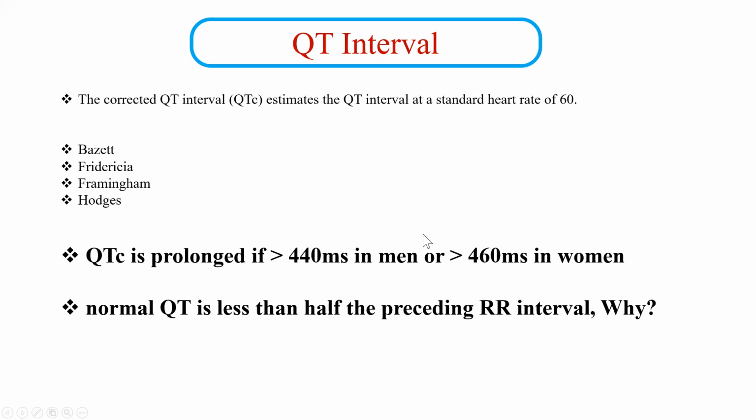Now, as a rule of thumb, normal QT is less than half. Look here, normal QT, not the QTc. The QT that you are looking at on the EKG is normal if it is less than half of the RR interval. Why? Most medical students and doctors just memorize this, but you have to understand why half of the RR interval. If the QT interval is less than half of the RR interval, this is normal.